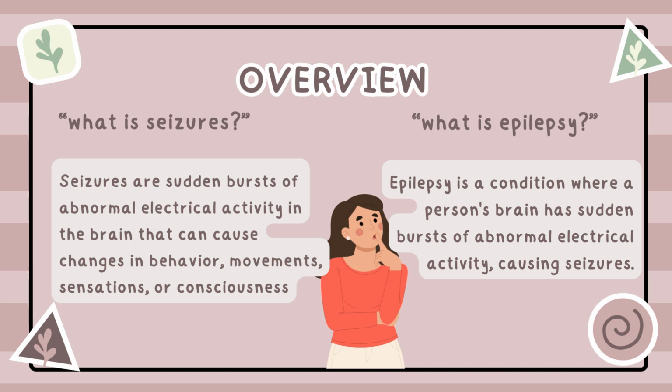Seizures are sudden bursts of abnormal electrical activity in the brain that can cause changes in behavior, movement, sensation or consciousness. Normally, brain cells communicate with each other using electrical signals. When there's a disruption in this communication, it can lead to a seizure.